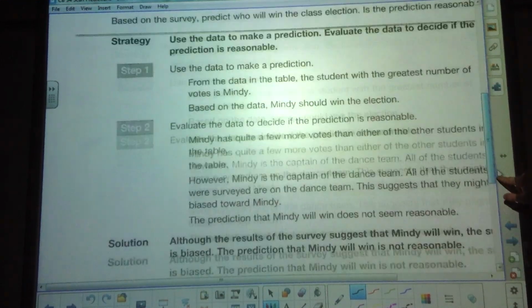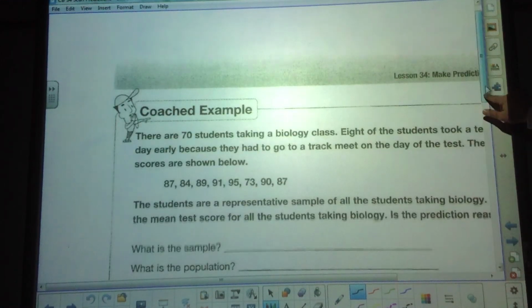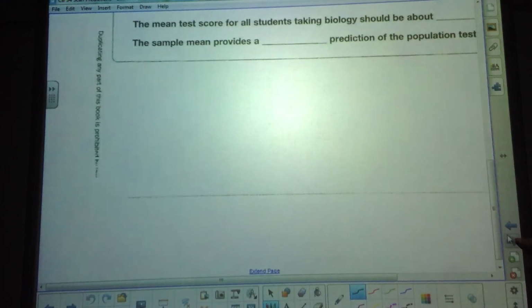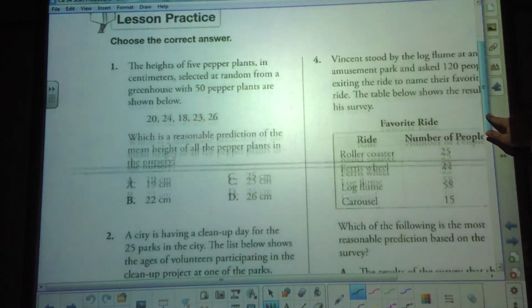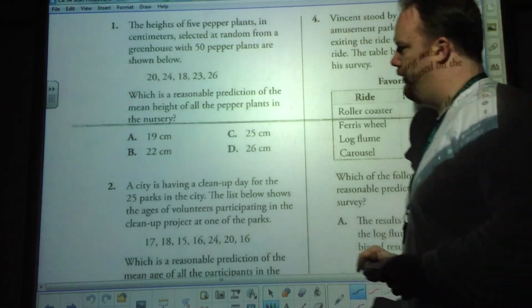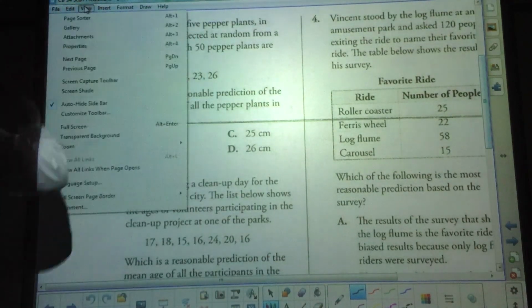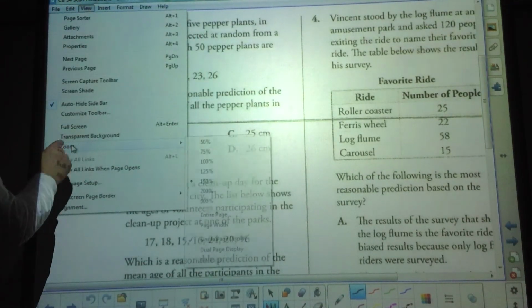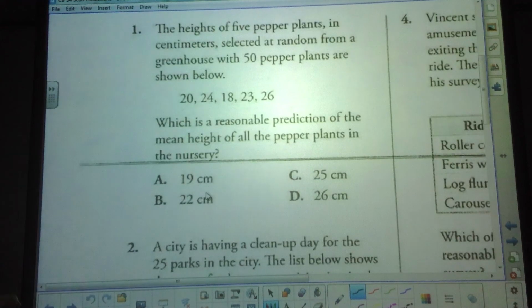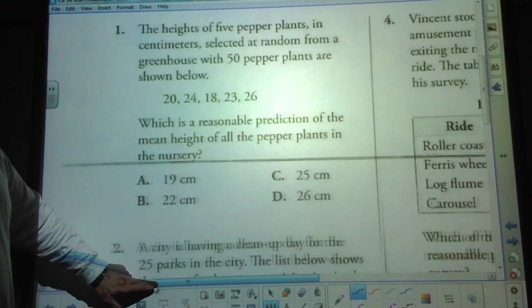Okay. And you're going to see how simple this is. This is probably one of the easiest sections in this unit. And let me just blow this screen up just a touch. Let's blow it up to about 200%. That way we can see it just a touch better.